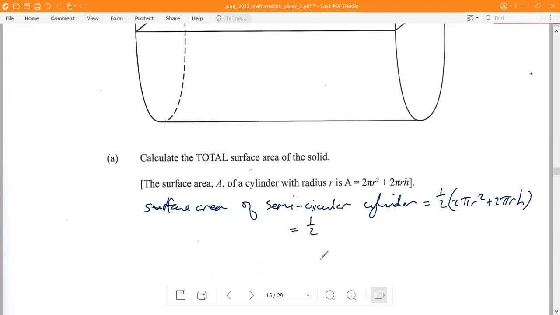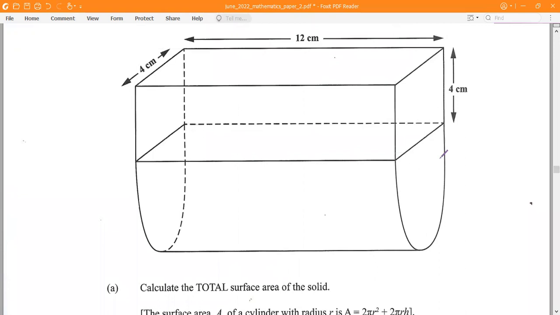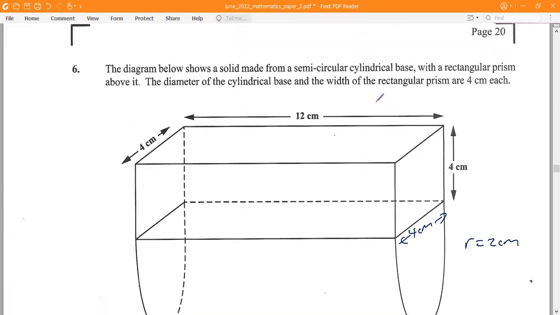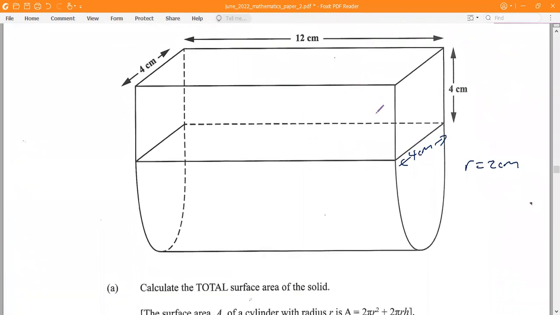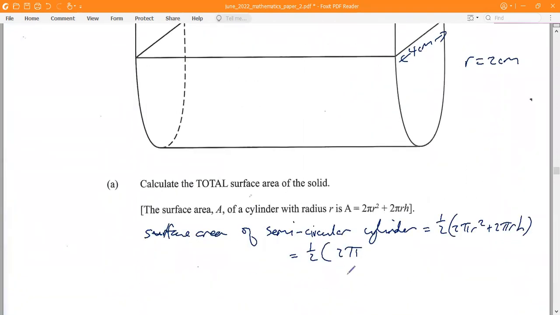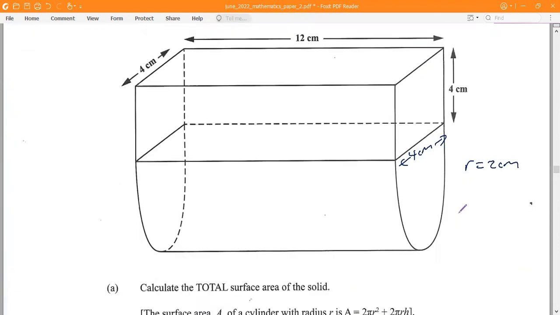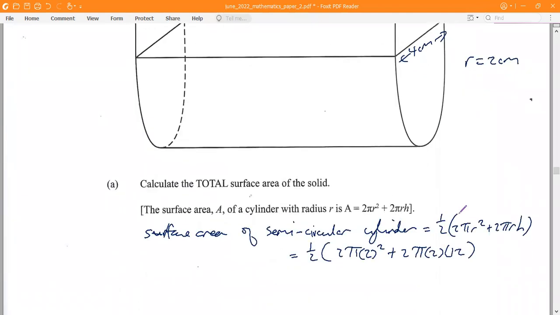We know that the radius is half the diameter. So r will be equal to 2 centimeters, because the diameter of the cylindrical base is 4 centimeters, which was told to us in the question. So we have 2 squared here. That's 2 pi r, which is 2, and h is 12. So we have the 12 centimeters as our height, which is this distance here.